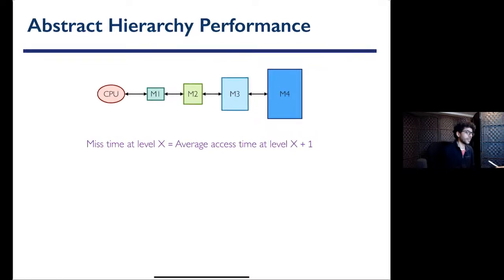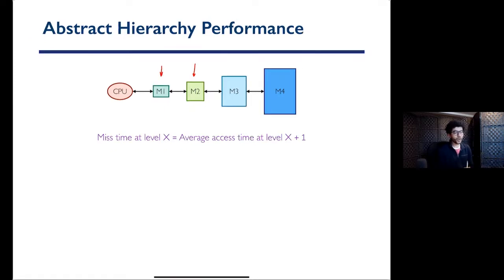So if I miss in memory in M1, I'm going to go to M2. So the miss time for M1 is the average access time at M2. Now, given that, if we're interested in average memory access time, calculated from the CPU, or basically seen by each individual instruction, that would be, by definition, the average time at M1.